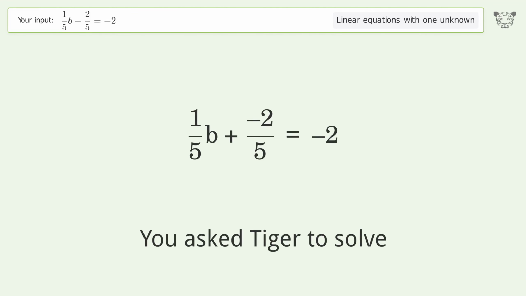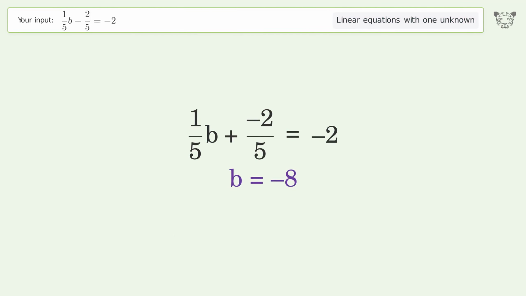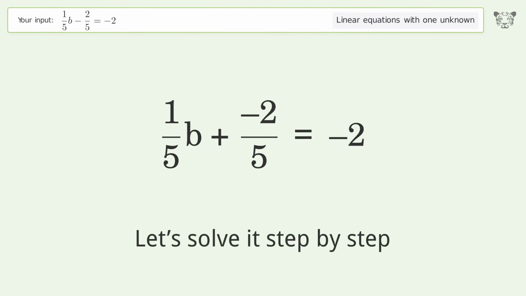You ask Tiger to solve this. This deals with linear equations with one unknown. The final result is b equals -8. Let's solve it step by step.